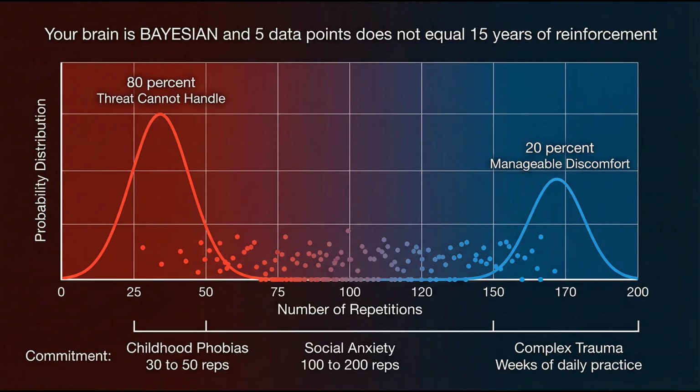Childhood phobias might shift in 30 to 50 repetitions. Social anxiety rooted in years of avoidance might need 100 to 200. Complex trauma responses tied to identity might need sustained daily practice over weeks.